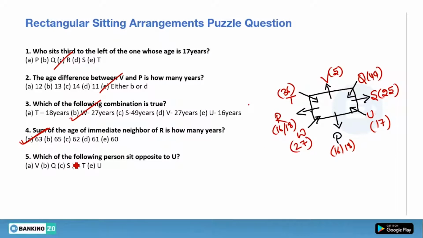Which of the following persons sits opposite to R? Opposite to R is T. Okay, now option number D is correct. I hope it is clear to you.